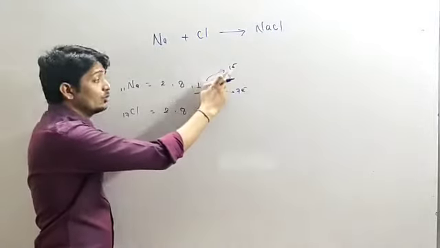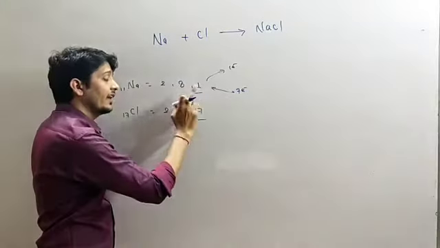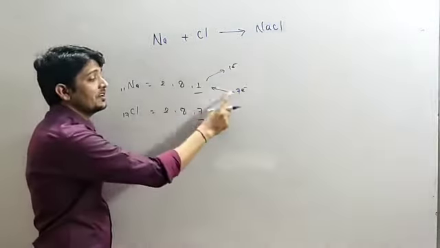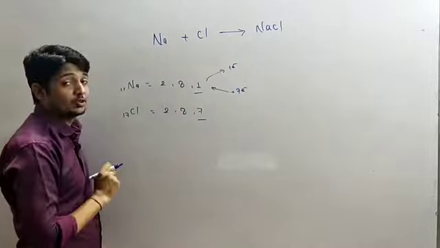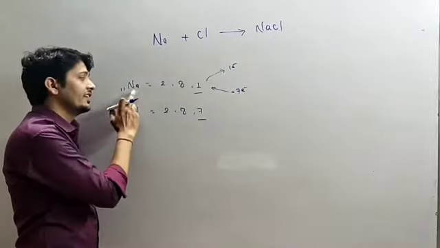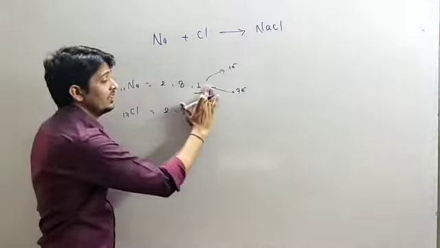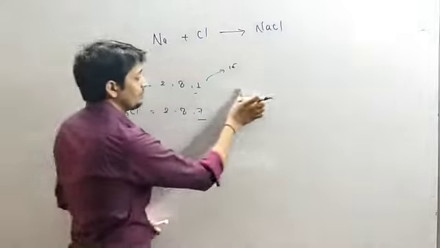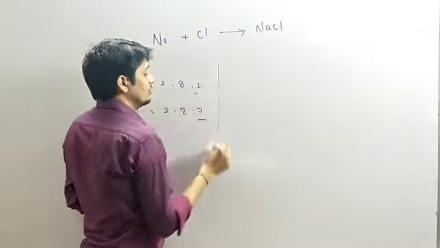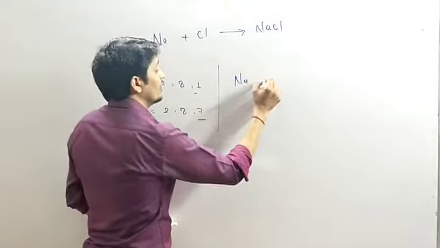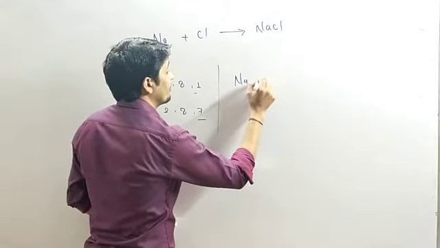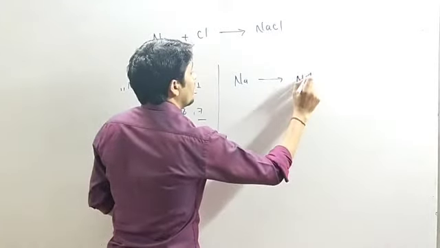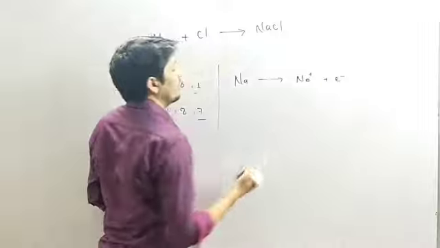Sodium will either lose 1 electron or gain 7 electrons, then 7 electrons plus 1 electron will become 8. But it is very difficult for sodium to gain 7 electrons, and sodium is a metal and has a tendency to lose electrons. So sodium will easily lose 1 electron to form a positive ion. Here we have sodium in solid form. Sodium forms a positive ion when it loses 1 electron.